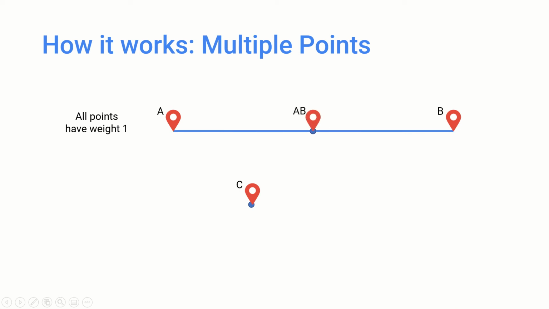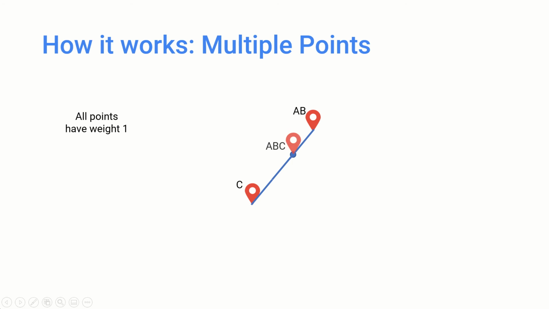We get that midpoint AB, and this has the weight of A plus the weight of B, so that has the weight of 2. Now between AB and C, notice how there's a bias towards AB since it has the larger weight, by the ratio of 2:1. And our point ABC is our centroid with weight 3.